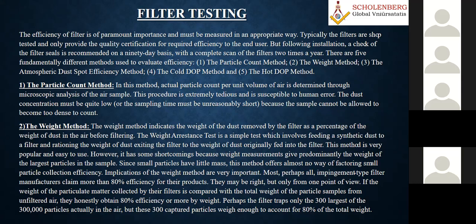And the particle count method: the actual particle count per unit volume of air is determined through a microscopic analysis of the air sample. They normally take the air sample and put it under the microscope. This procedure is definitely very tedious and susceptible to human error, because of how you look at all the things. So the dust concentration must be quite low. If the dust concentration is too high, the sample becomes too dense to count. That's very difficult.